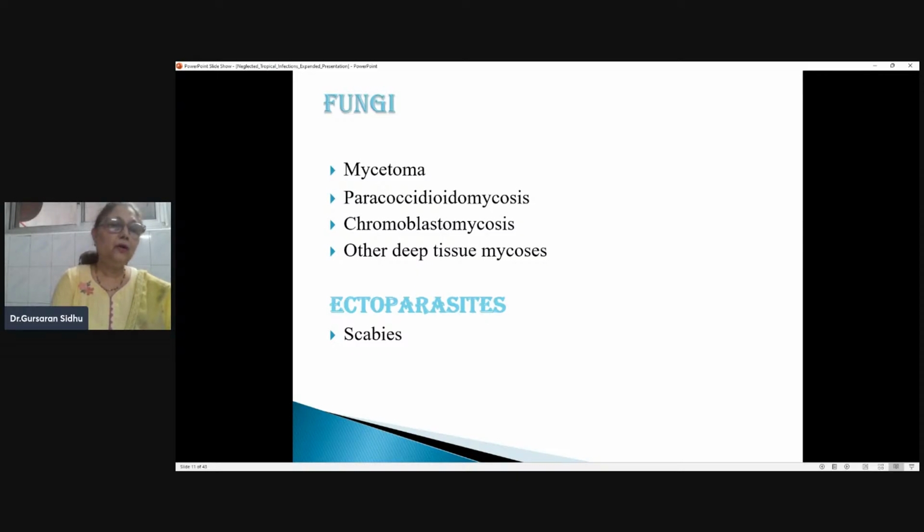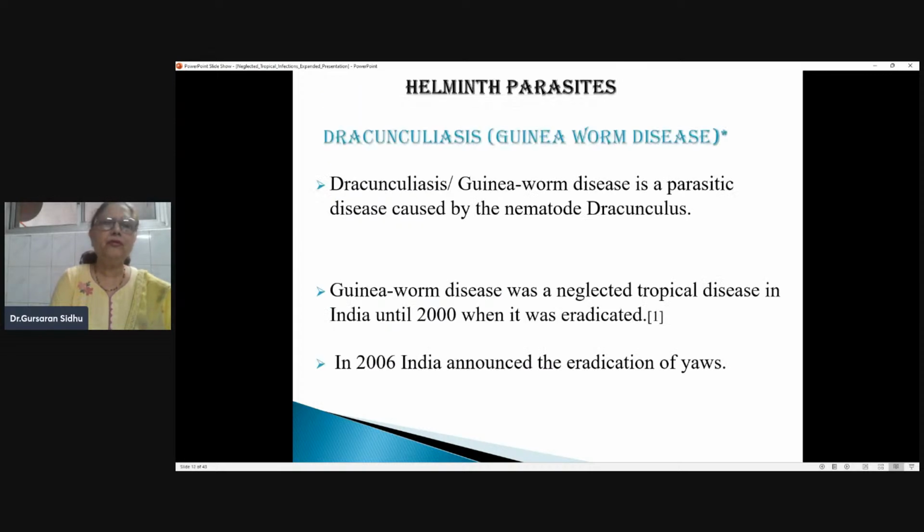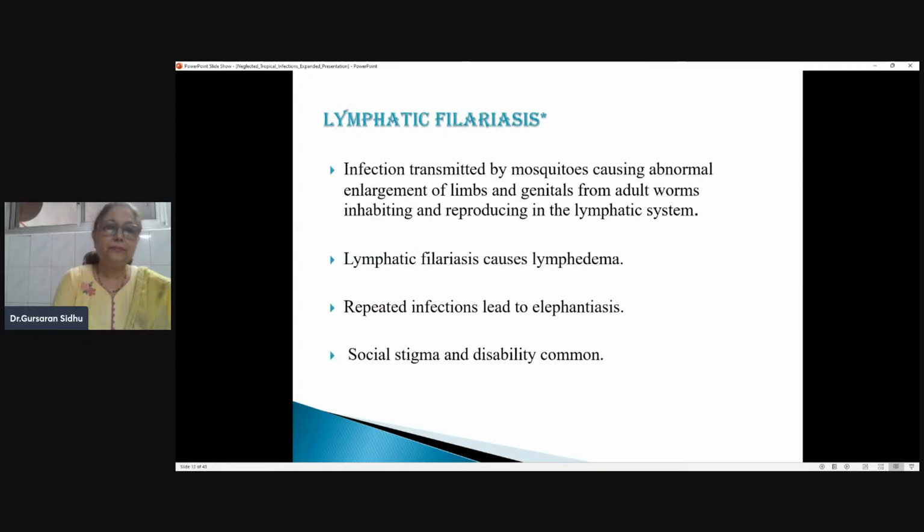And believe me, I also still continue to see scabies infection, those itchy lesions and small dots, and the family getting involved. There's no problem to diagnose scabies, and no problem to eradicate or treat scabies. Like I said, dracunculosis, the guinea worm disease, is a neglected tropical disease, but thank God it has been eradicated from India since 2000, and since 2006 India has announced eradication of yaws as well.